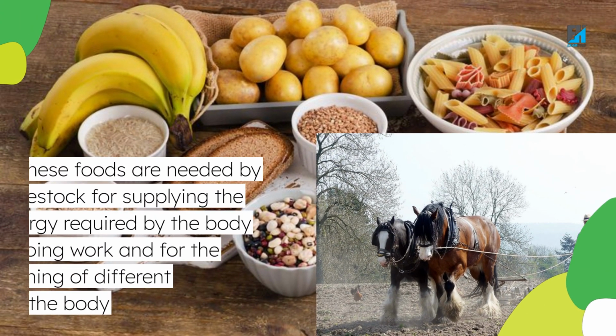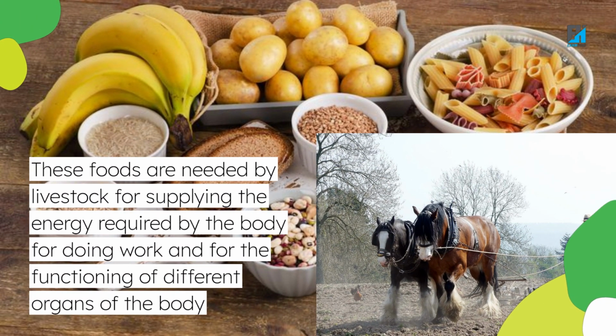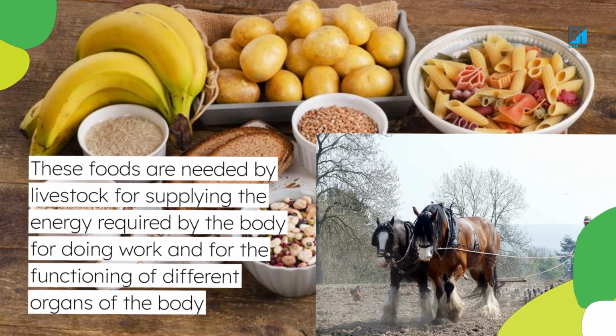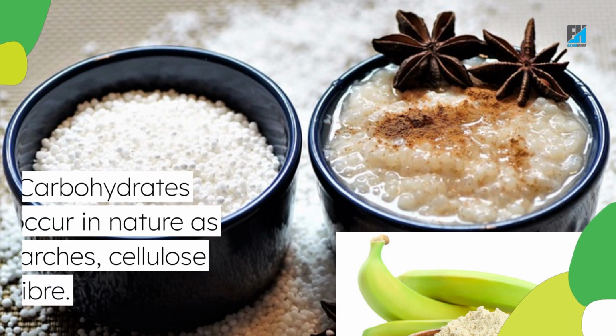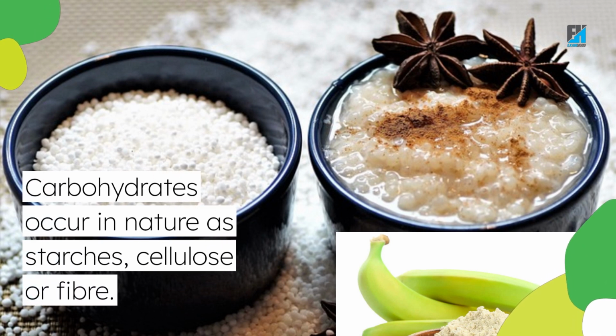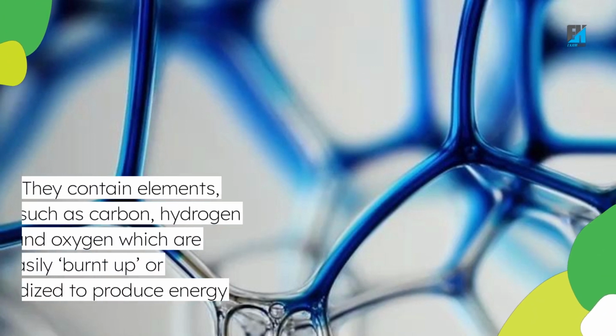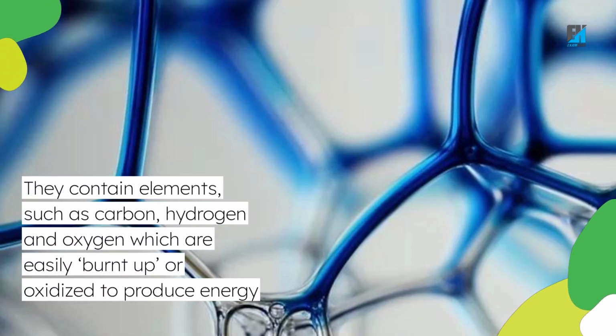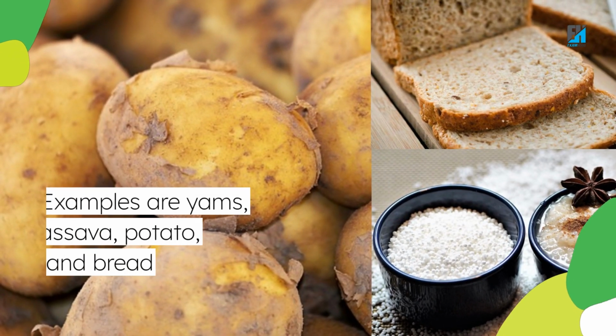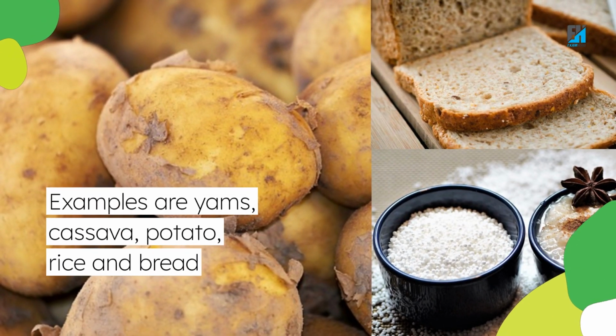Carbohydrates. These foods are needed by livestock for supplying the energy required by the body for doing work and for the functioning of different organs of the body. Carbohydrates occur in nature as starches, cellulose, or fiber. They contain elements such as carbon, hydrogen, and oxygen, which are easily burnt up or oxidized to produce energy. Examples are yams, cassava, potato, rice, and bread.